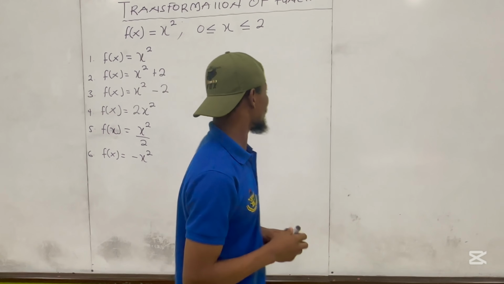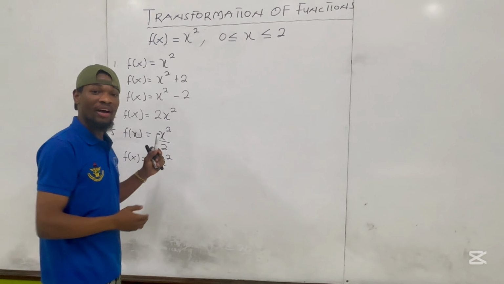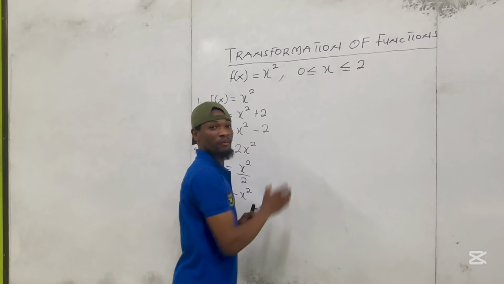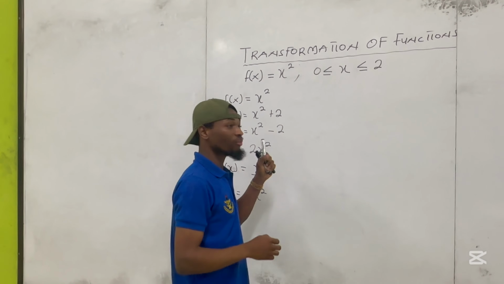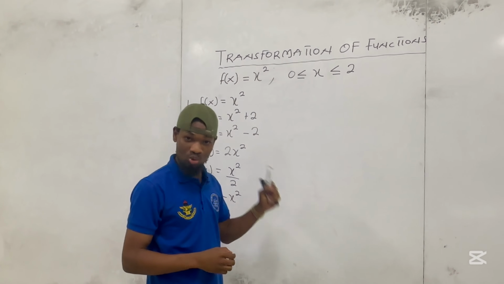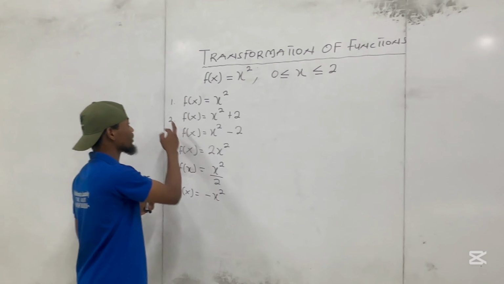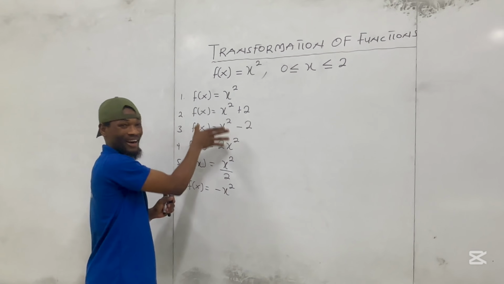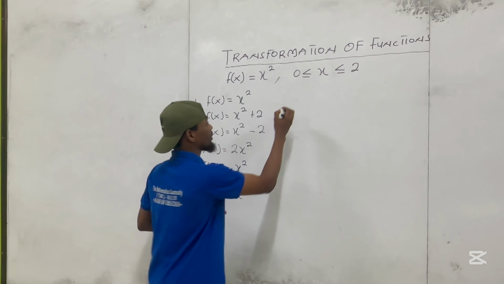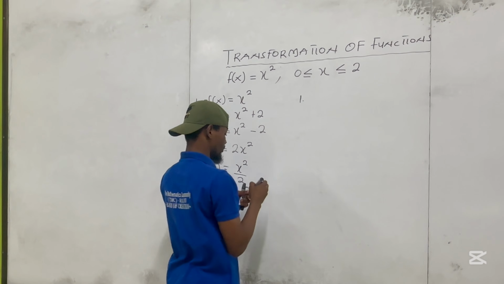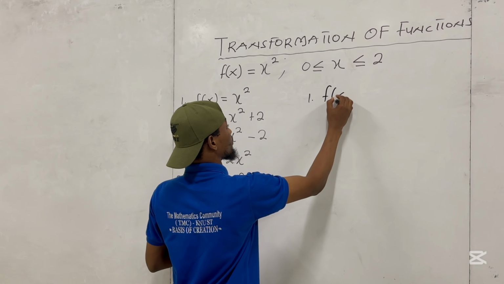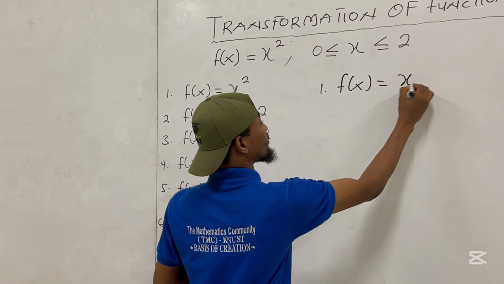transformations. So we have this f of x equals x squared, given this condition: 0 less than or equal to x less than or equal to 2. And the first one is we are supposed to graph these functions. So let's start with the first one. We have f of x equals x squared.